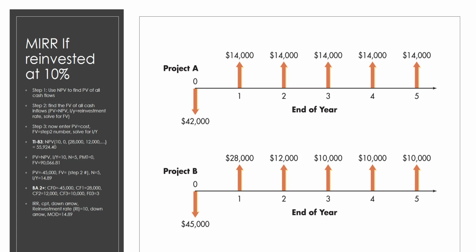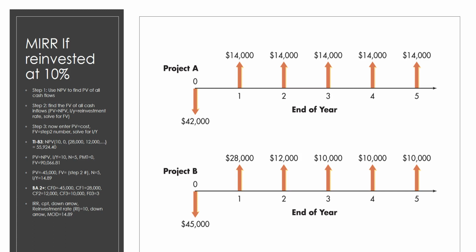We solve for I/Y. If you have the TI-83, then I've provided the steps for you for that, but I think most of us have the financial calculator. So at this point, we set the present value equal to the net present value. Our discount rate in this example was 10% because that was our cost of capital. We had 5 years, payment of 0, and that gives us a future value of $90,066.81.